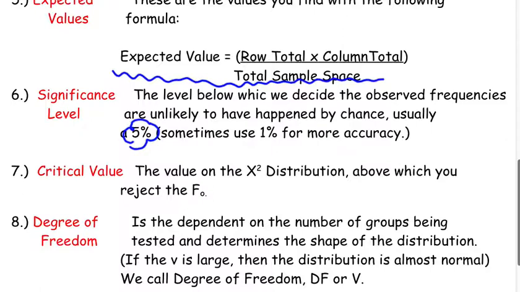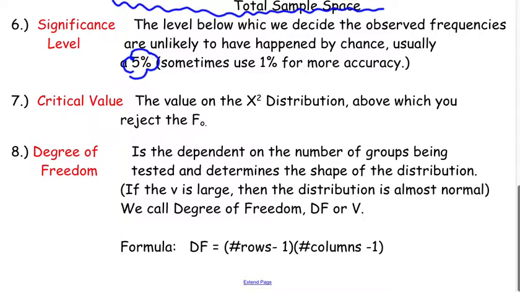Critical value, number 7. This is the value of the chi-square distribution. So we're going to give you a chart that you'll need to go out and find this critical value, and above which you reject the observed. Don't worry too much if you don't understand everything quite yet. That's all right. We'll go through a problem set later.